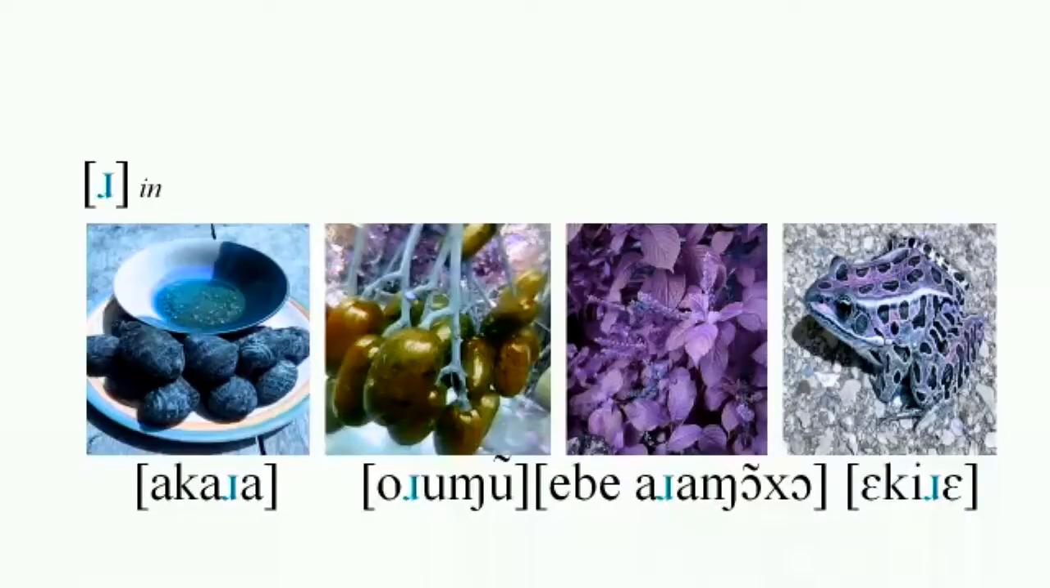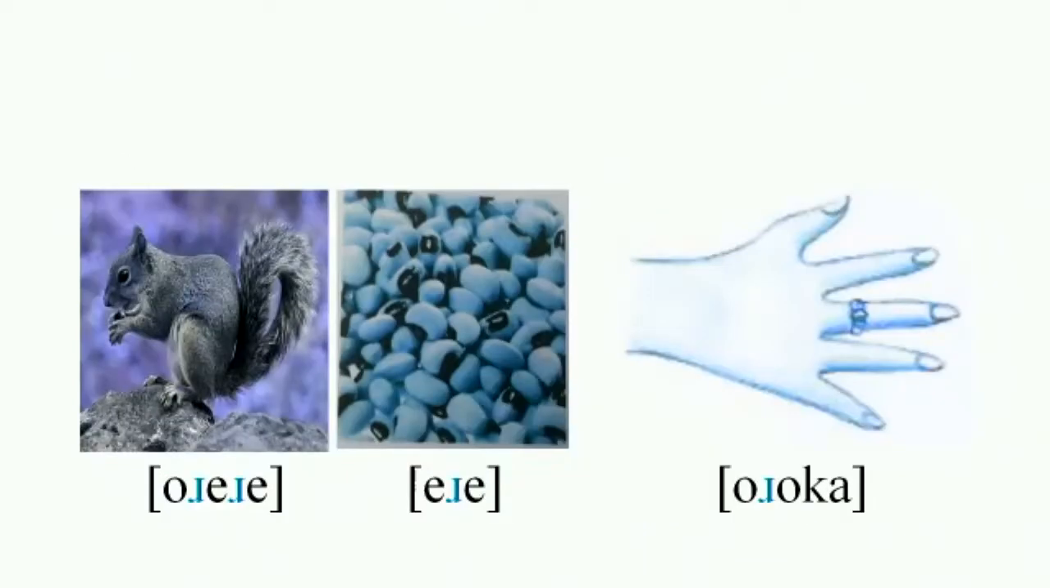The consonant RI, which many Edo speakers cannot actually produce. It is the RI consonant that you find in Akara, Olu, Efawofo, Ekire, Ole, Koroka, Ero.